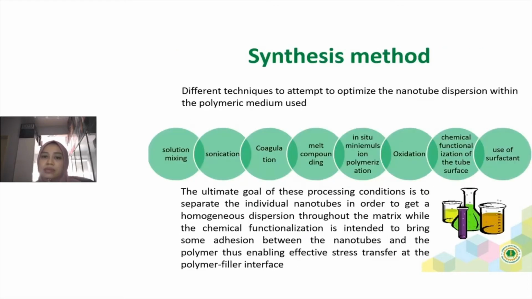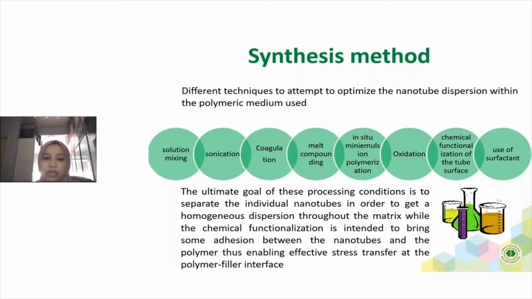This is the synthesis method that I would like to share with you. We have tried different types of techniques to optimize the nanotube dispersion in the different types of polymeric media used. In this work, we use polyisoprene, or the natural rubber latex. The methods include solution mixing, where we can use either latex or the dry rubber method.